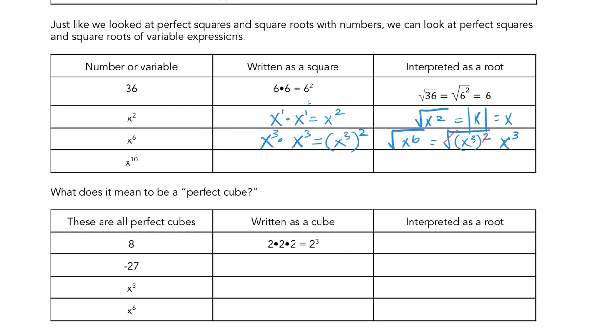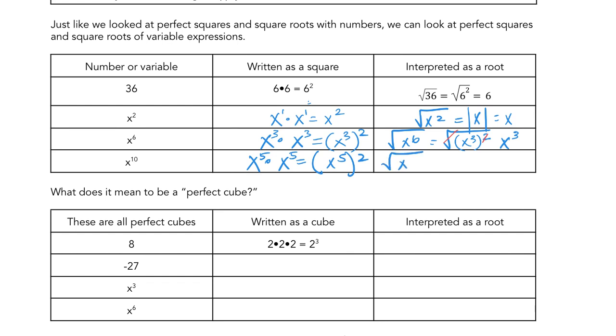So using that same idea for x to the 10, if I have 2 x's multiplying together to get x to the 10 written as a square, that means something quantity squared. I need 2 numbers that are the same that add to 10. That would be 5 and 5. So x to the 5th would be how I would write this as a square.